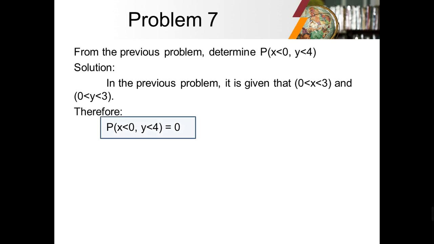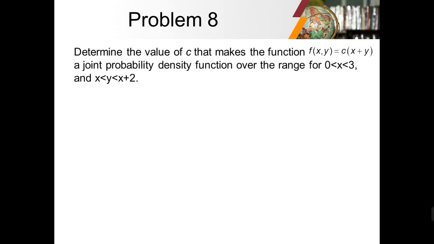Next problem. Problem number 8. So, bago na ang ating problem. Determine, again, the value of c that makes the function f of xy is equal to c times x plus y a joint probability density function over the range x is greater than 0 but less than 3. So, parehas pa rin yung sa x. But y is greater than x but less than x plus 2. So, yung range ng x ay 0 to 3. Ang range ng y is from x to x plus 2.